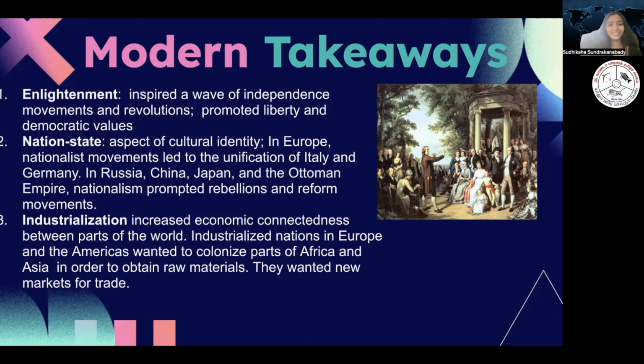And last up, we have industrialization. So this increased economic connectedness between parts of the world. So industrialized nations in Europe and the Americas wanted to colonize parts of Africa and Asia to obtain raw materials and use them to produce goods in their own country. So basically, they wanted to use these countries for their materials to make their own country prosper. And so they wanted new markets for trade because as they made more and more products, they could expand their trade network.